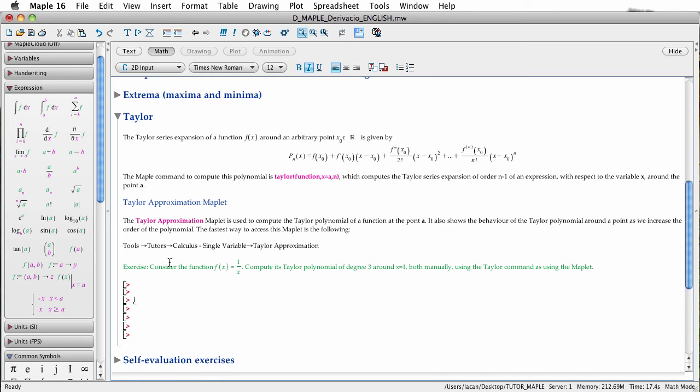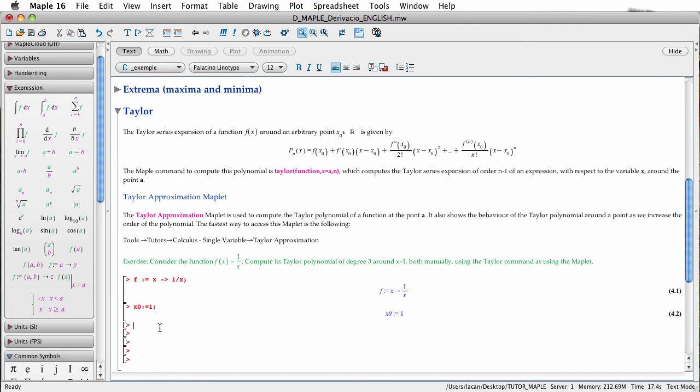Remember F5 all the time. If you don't remember how to put functions, you press this: 1 divided by x, which is going to be the function. The point is going to be x0 equal 1. And then they ask to compute a polynomial of degree 3, a third order polynomial. So let's start with the definition. Okay, I need to compute f of x0. This would be the 0 order polynomial.